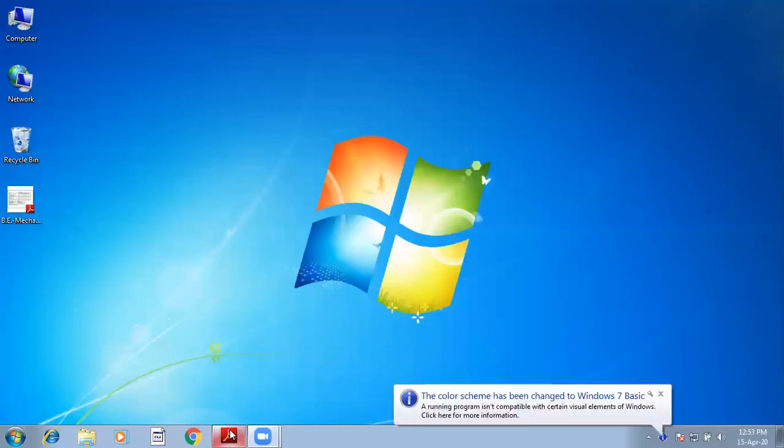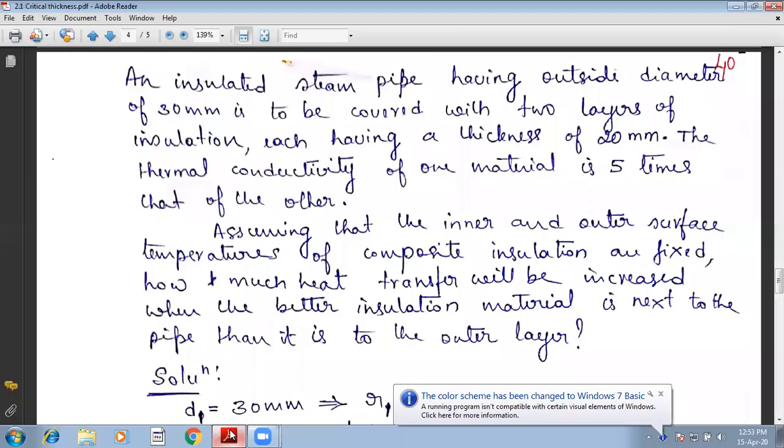In the last class, we have discussed a concept called critical radius. In today's session, we will solve some numericals related to critical radius. We will go with the first problem.